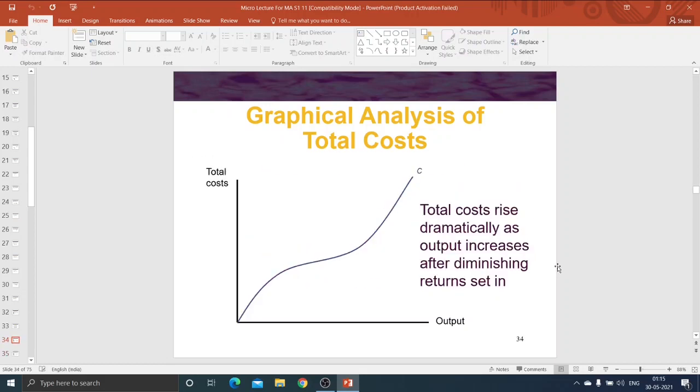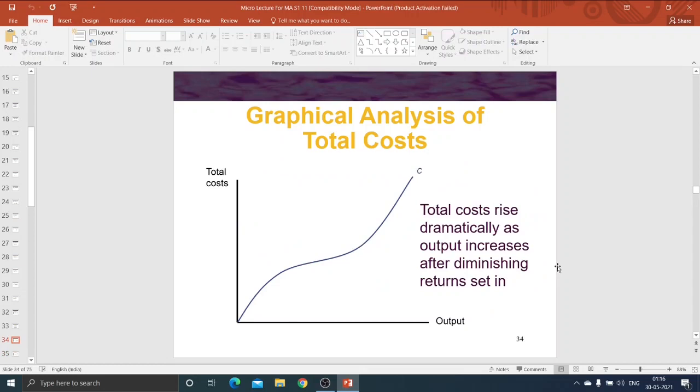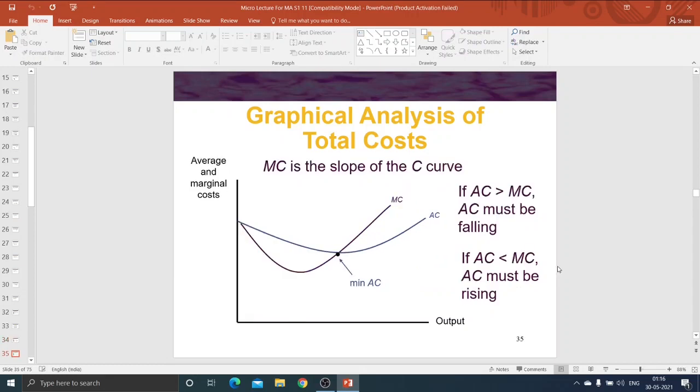So it has different portions. One is a concave portion, the other one is a convex portion. So you have a point of inflection there also. Then the MC and AC curves look like this. MC is the slope of the C curve. Where AC is greater than MC, MC must be falling. Where AC is less than MC, AC must be rising.